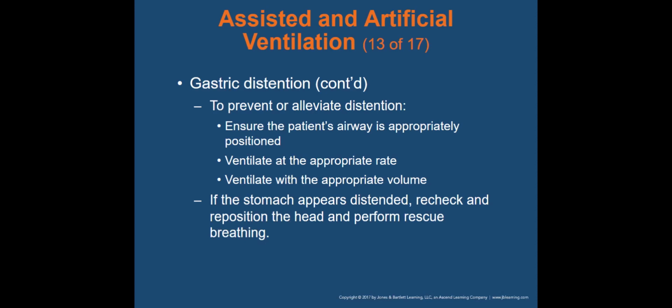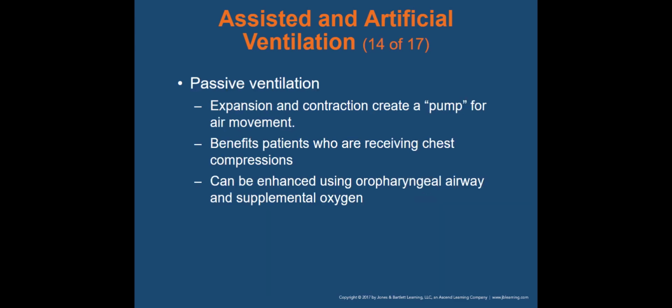To prevent or alleviate the distension, make sure the patient's airway is appropriately positioned, ventilate at the appropriate rate, ventilate at the appropriate volume. If the stomach appears distended, recheck and reposition the head and perform rescue breathing as needed.